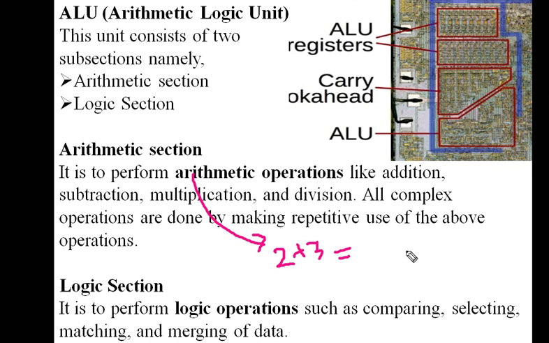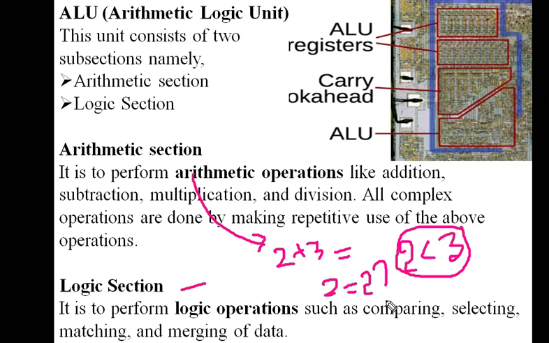If your data is whether 2 less than 3, 2 greater than 3, 2 less than 3, in this situation what will happen? The movement will go to the logical section. Or whether you perform 2 equal to 2, condition true or false, like that. Whatever it is, it may be comparing, selecting, matching and merging of data.